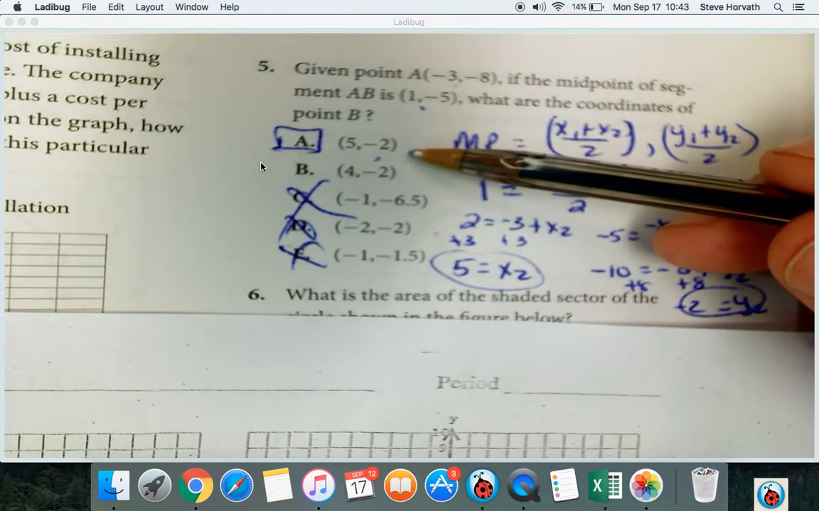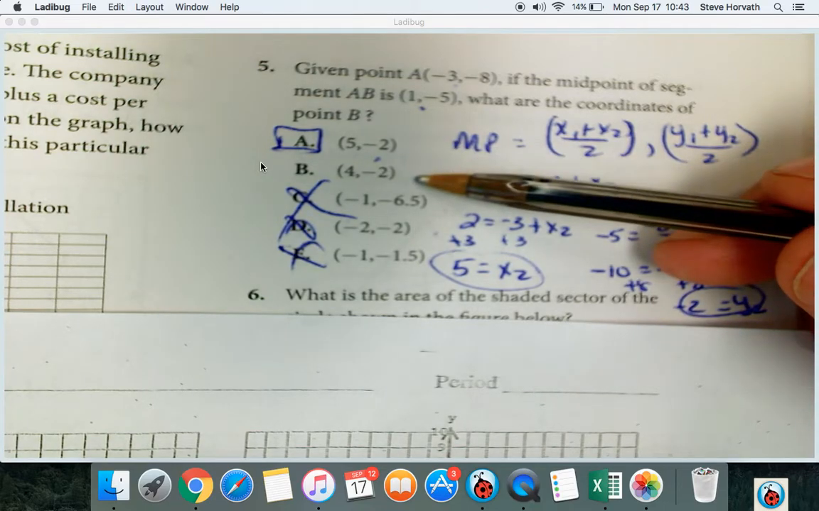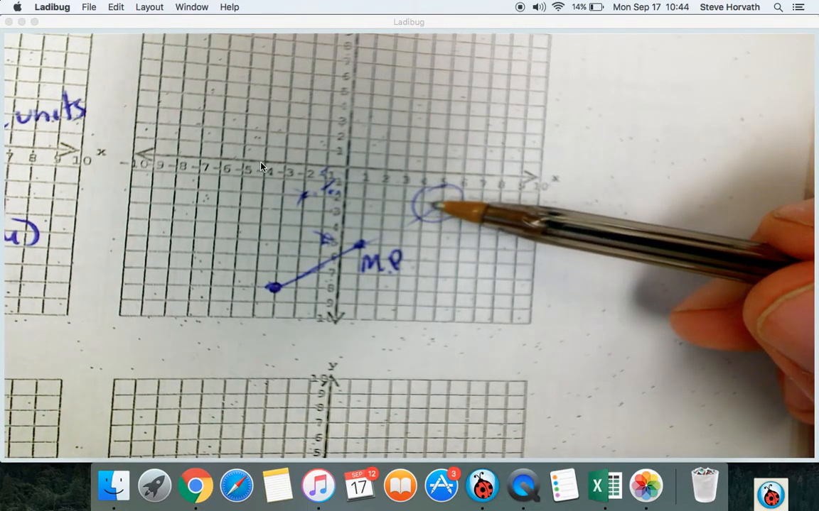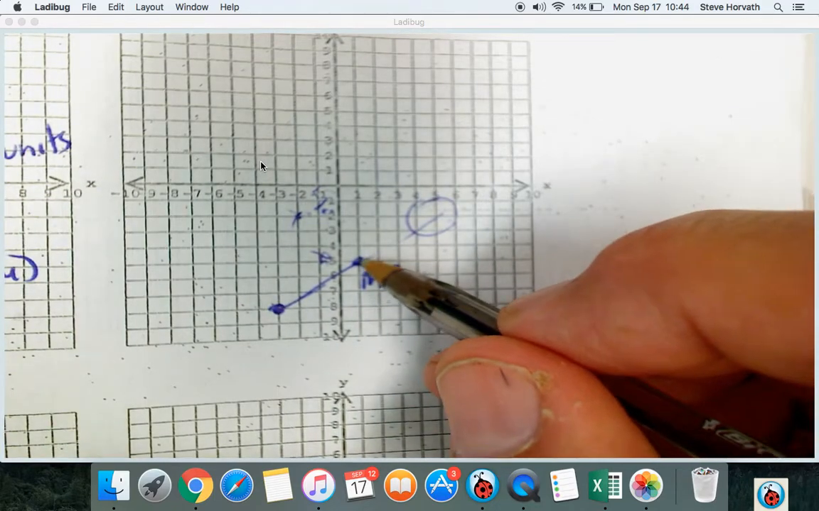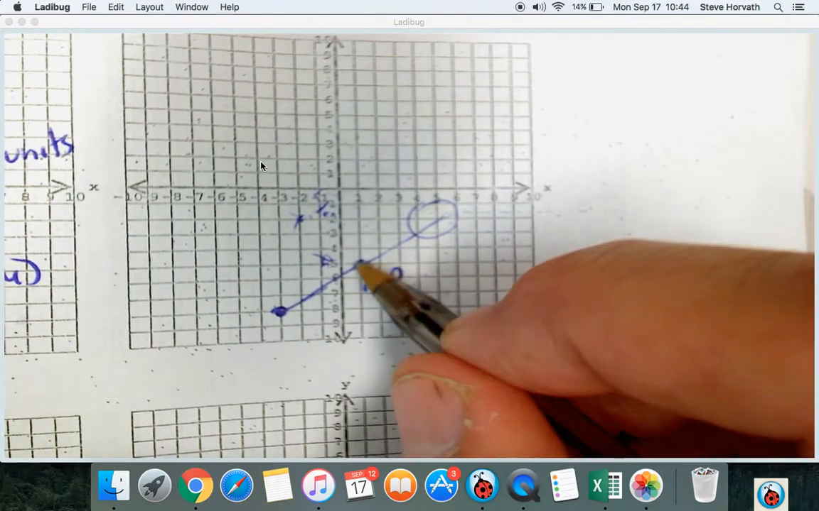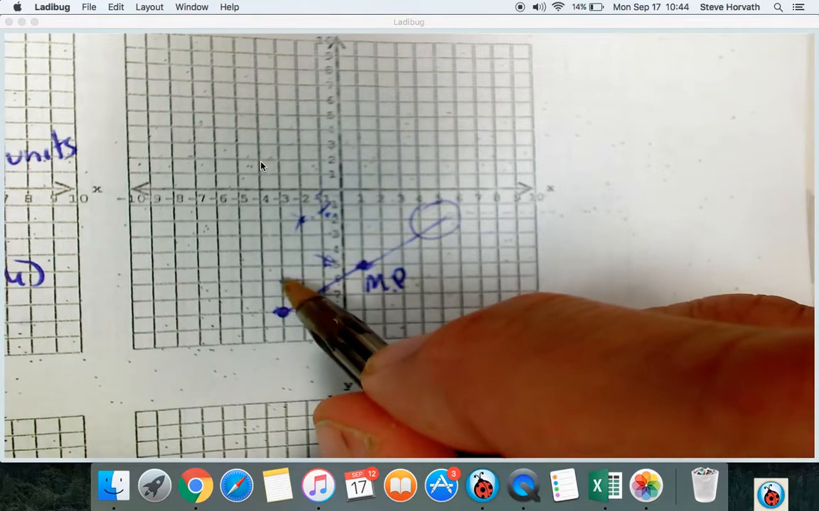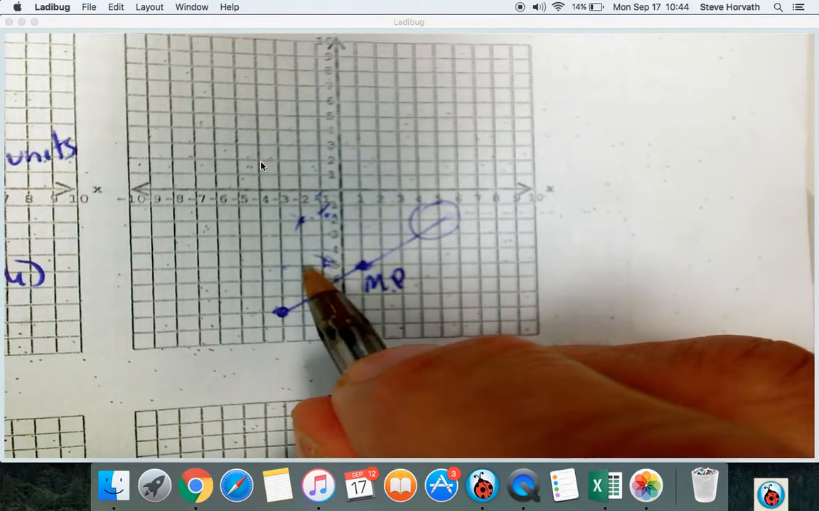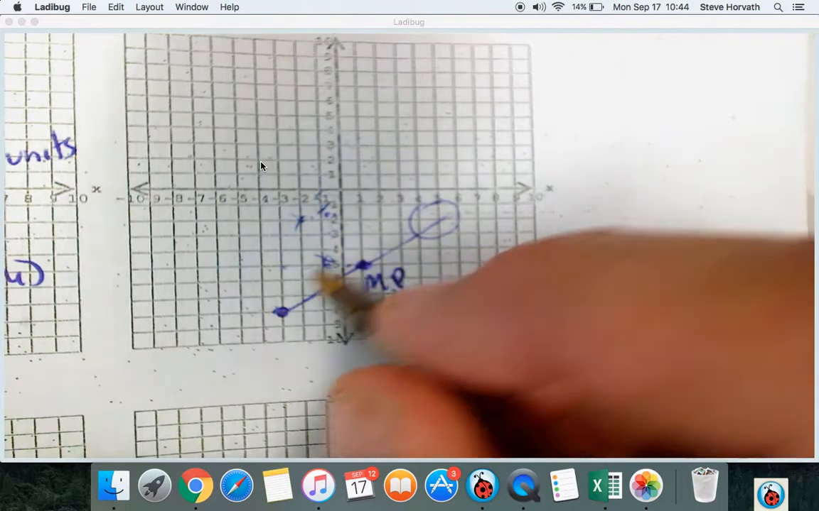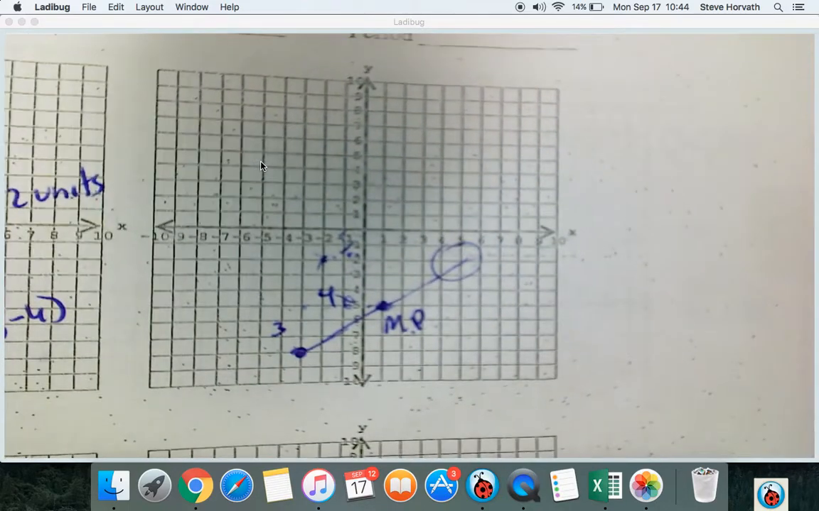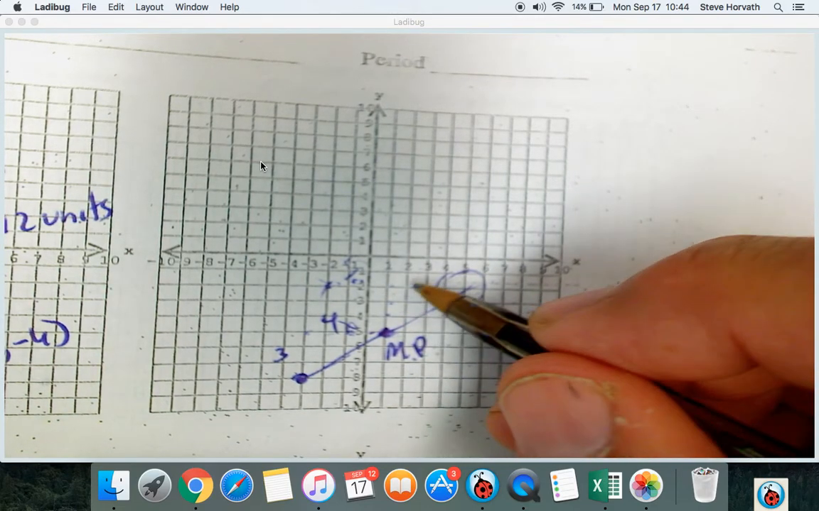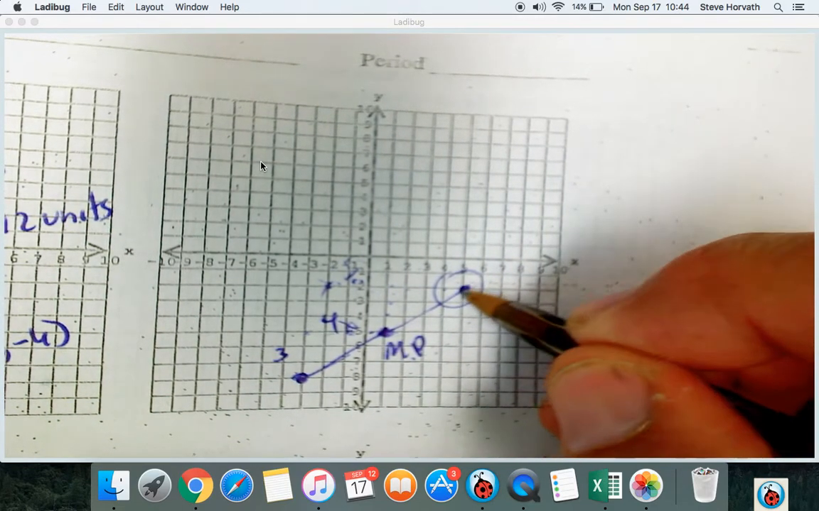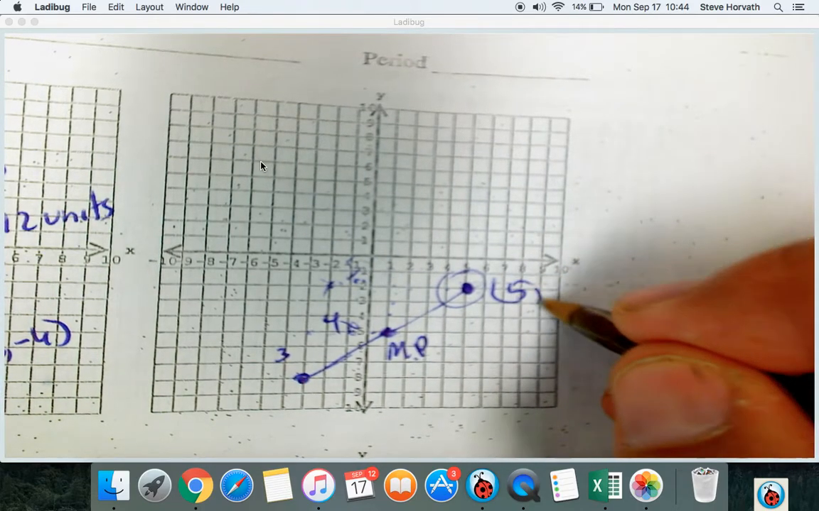So looking at the last two choices, of course we know the answer is A, but 4, -2 is here, and 5, -2 is here. If we just draw the line, we see that how do we get to the midpoint? Well, we had to go up 1, 2, 3 over 1, 2, 3, 4. So we went up 3 over 4. Well, if this is the midpoint, I should have to do the same thing. 1, 2, 3, 1, 2, 3, 4. That's this point, which is 5, -2.